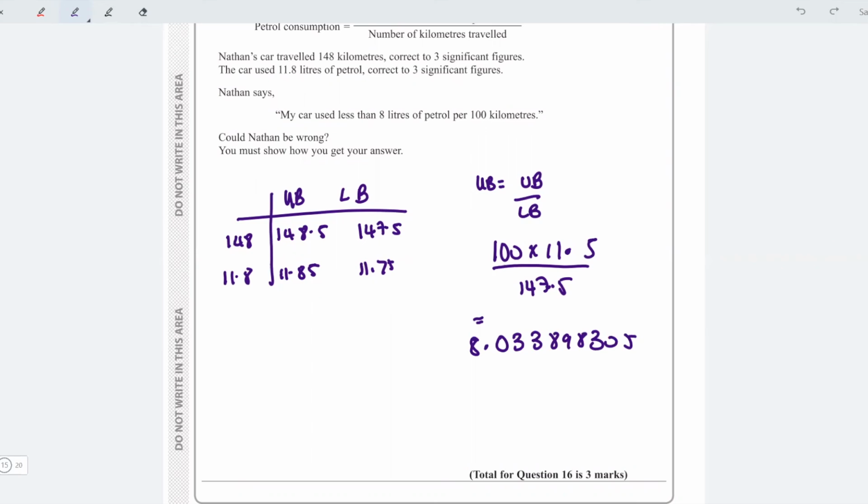And it says my car used less than 8 litres of petrol per 100 kilometres, and he's wrong. Because look, we have got 8.03. So he is wrong, isn't he? We've used the upper bound, obviously, because we wanted to know the maximum usage he could have rather than the lower one. And we have found that, yes, he is wrong because he ended with an answer of 8.03. Thank you for watching.